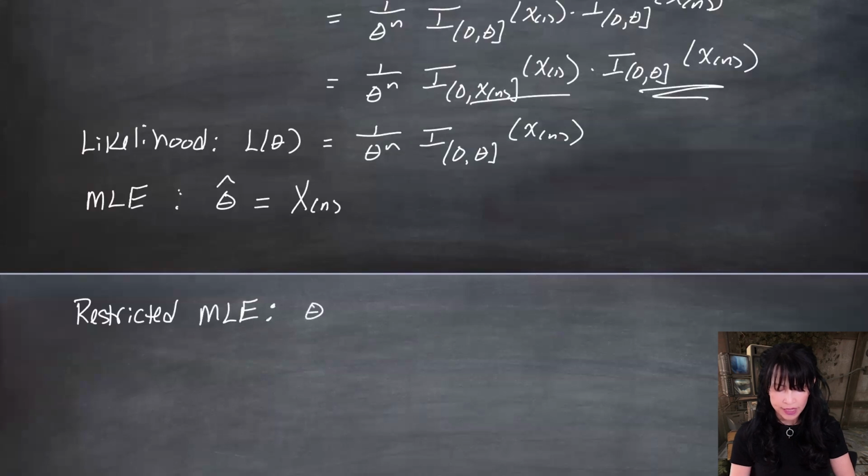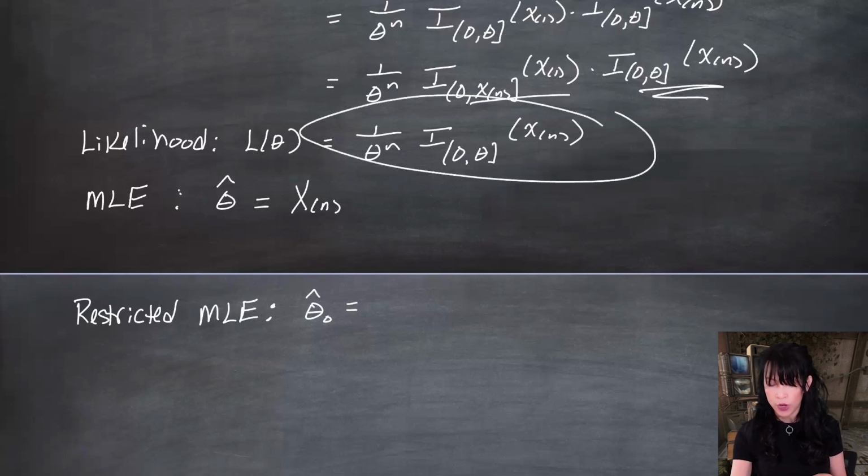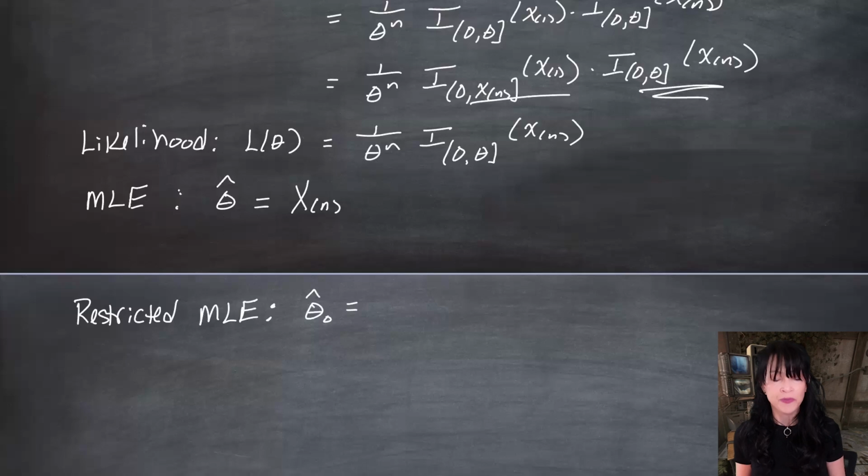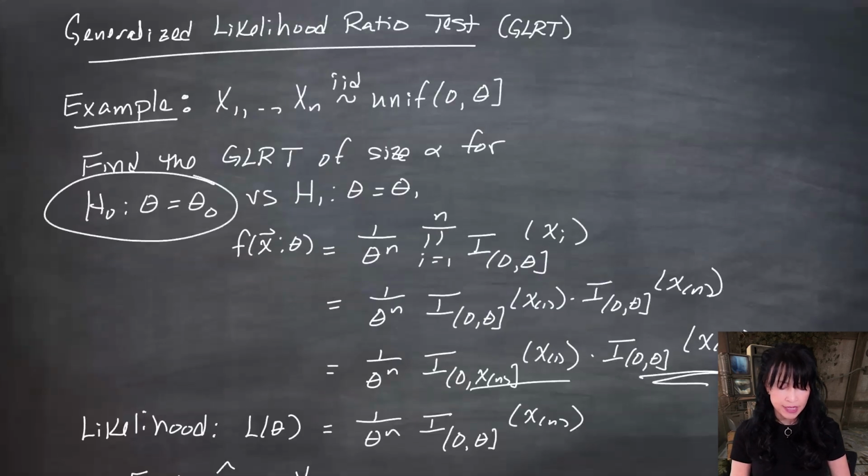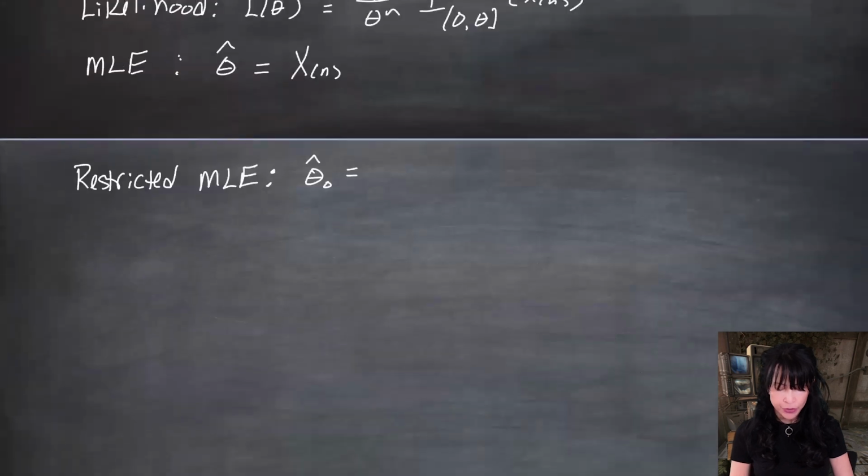We call this theta naught hat. And this is going to be whatever maximizes this likelihood when the null hypothesis is true. But in this problem, the null hypothesis consists of a single point, so there's not many points to look at. It's going to be maximized and minimized and everything at that single point. So the restricted MLE is just that fixed known value theta naught.